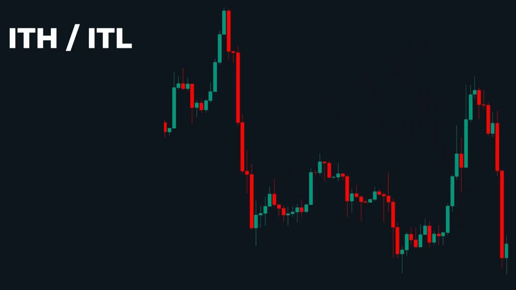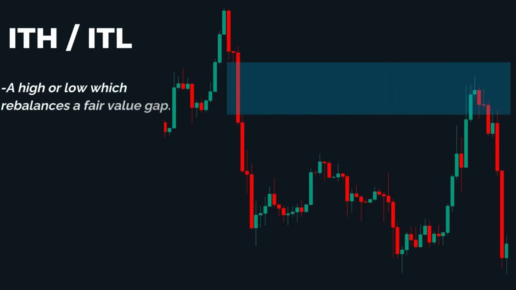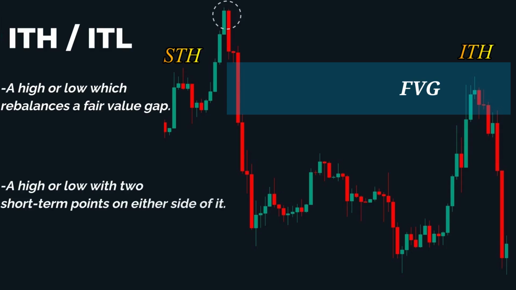Intermediate terms are identified in two ways. First, every time the price rebalances an old imbalance, such as a fair value gap, the corresponding swing high or low should be immediately labeled as an intermediate term high or low. The second way is when a higher swing point occurs between the first swing point and the third swing point. This higher point is identified as the intermediate term point. Only one of these conditions is sufficient for it to be designated as an intermediate point.